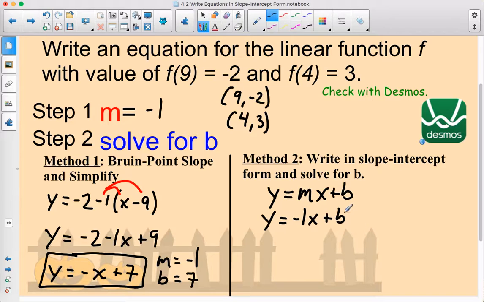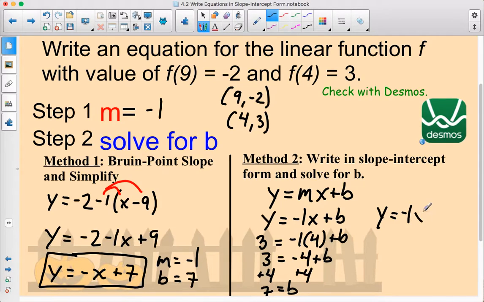Now I substitute in a point, and it doesn't matter if I use 9 comma negative 2 or 4 comma 3. I'm going to use 4 comma 3 for this one just to show it doesn't matter. So I'm going to put 4 in for x and 3 in for y. So 3 equals negative 1 times 4 plus b. 3 equals negative 4 plus b. Add 4 to each side of your equation to get b by itself, and I end up with 7 equals b. Put it all together, y equals negative 1x, or just negative x, plus 7.